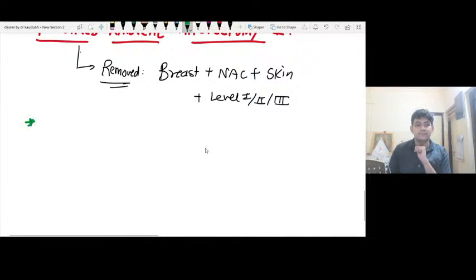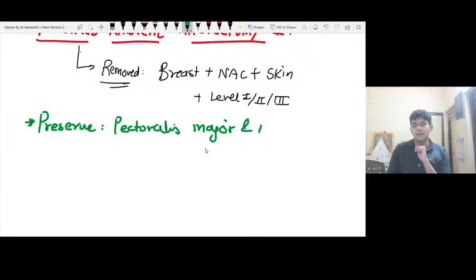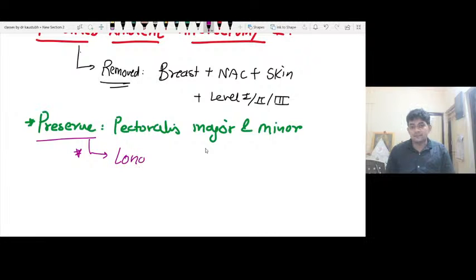So here we are going to preserve pectoralis major and minor. But the question which is asked further is what are the other important structures that are to be preserved during this procedure. The structures which are to be preserved in this procedure are the long thoracic nerve of Bell, which is going to supply the serratus anterior.